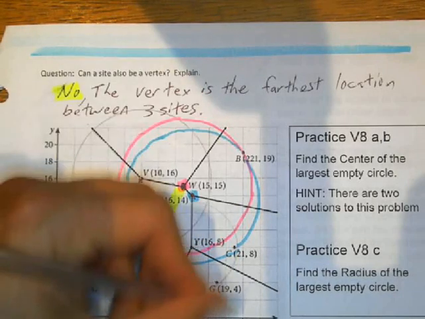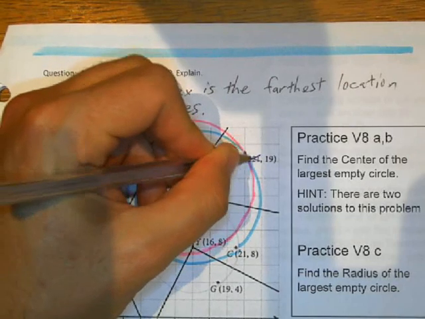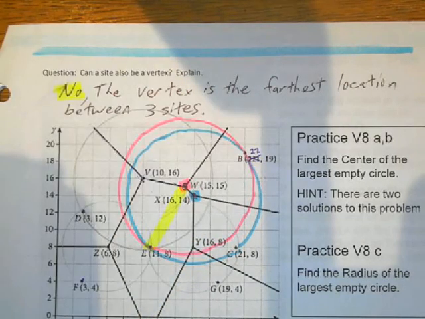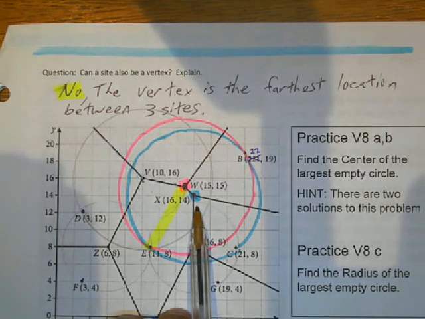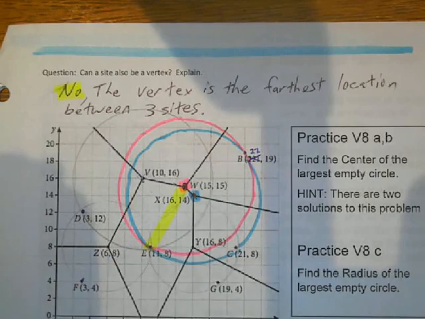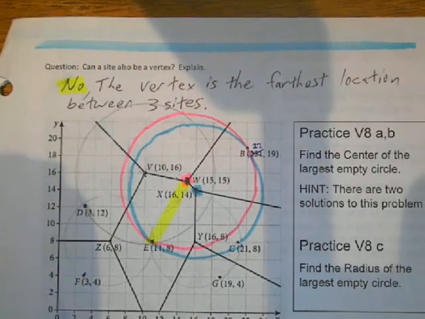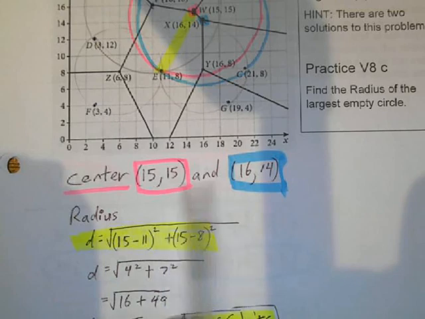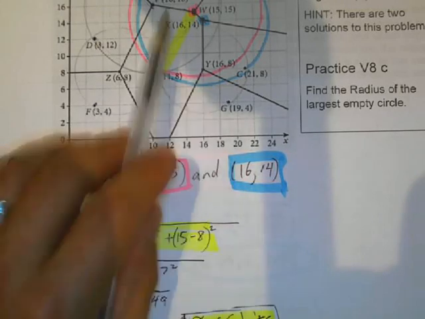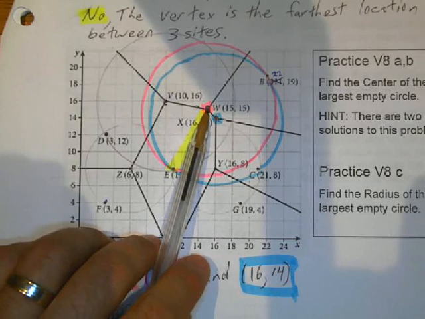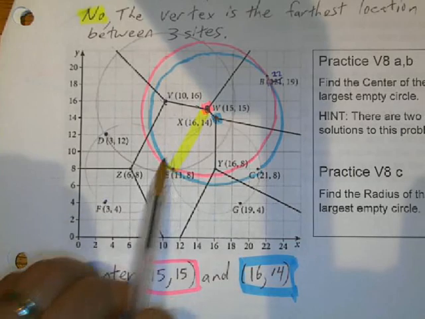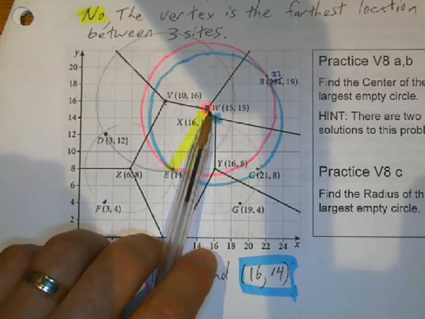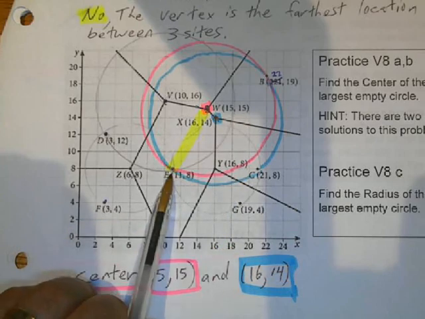And this here is not 221, it looks like it's 22. Okay, so anyways, it looks like these two orange and blue circles have the biggest radius. So their centers are 15, 15 and 16, 14. And then to figure out this radius, I went from the center to one of the points at the edge of the circle. So here are 15, 15 to 11, 8.